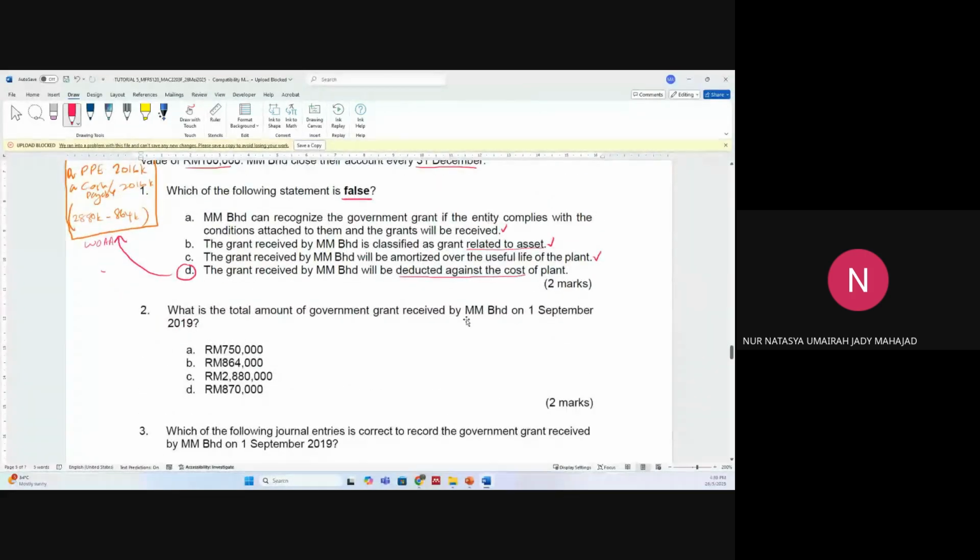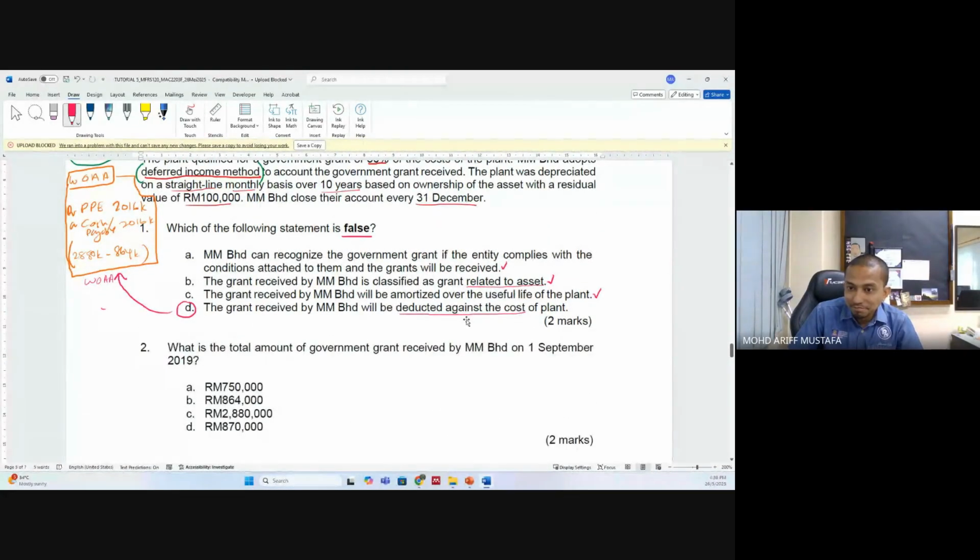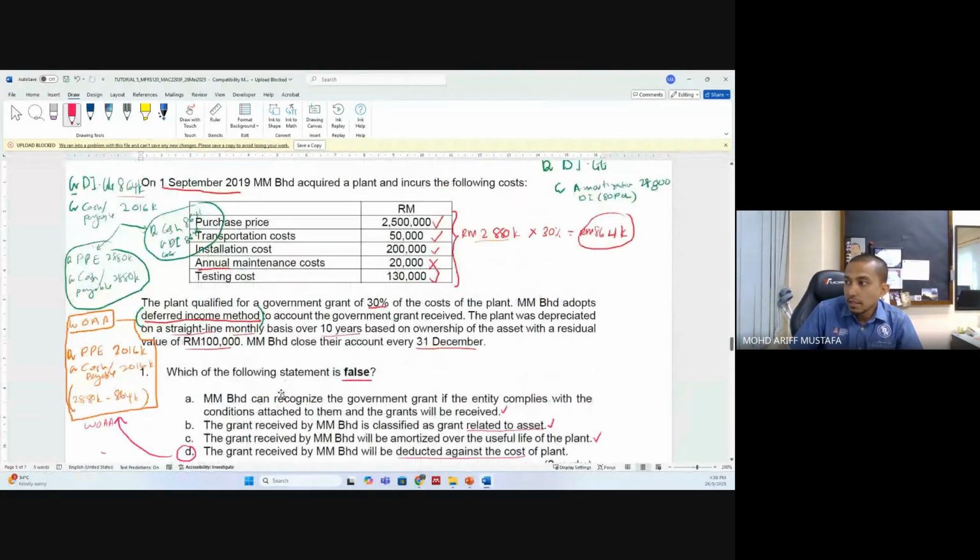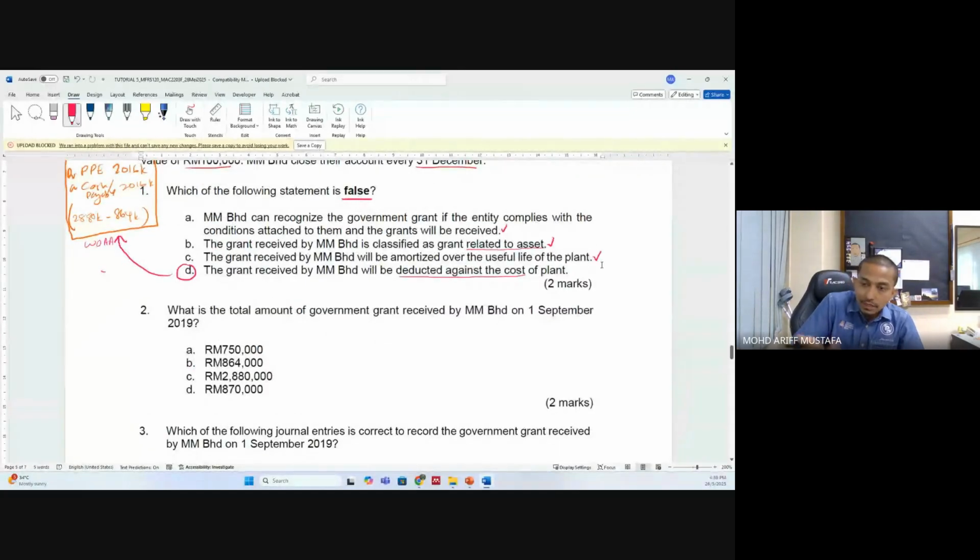Right. What is the total amount of government grant received by Berhad on 1st September 2019? Ni kita dah buat. 864,000. So, I think lah, senang kan? Senang.